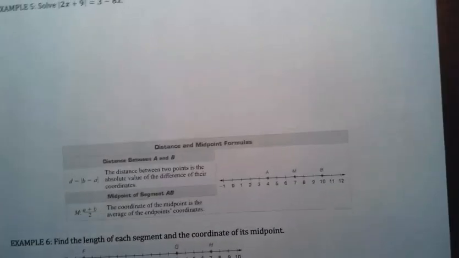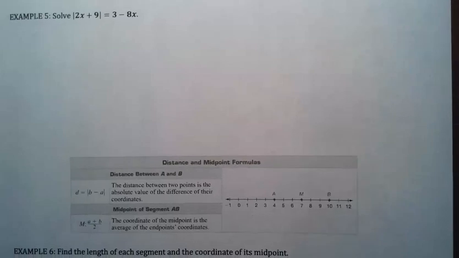Okay, let's go to the back. All right, so we're going to solve the absolute value of 2x plus 9 equals 3 minus 8x. If you remember, the steps said we had to isolate the absolute value. It is isolated, so we are ready to go ahead and make it into that disjunction. It's not about getting our x's together yet. That's after we get rid of our absolute value.